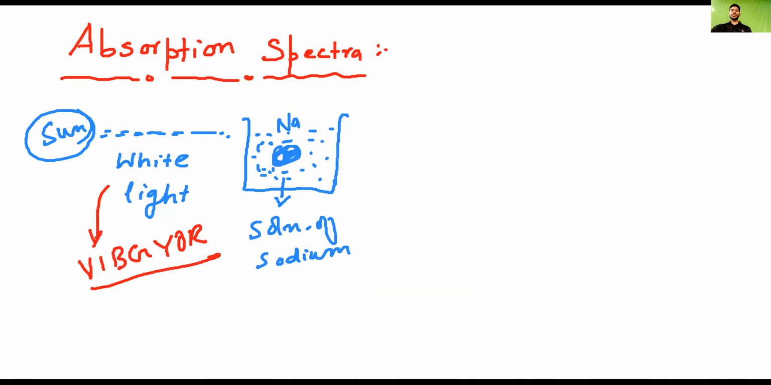Is it correct? Have you got it? White color, you will remember, is not a single color, it is a mixed color. It is a mixture of 7 different colors: violet, indigo, blue, green, yellow, orange, and red. When this white light is passed through the sodium, sodium absorbs a few radiations, and then transmits some radiations, and that transmitted light is passed through a prism in the spectroscope.